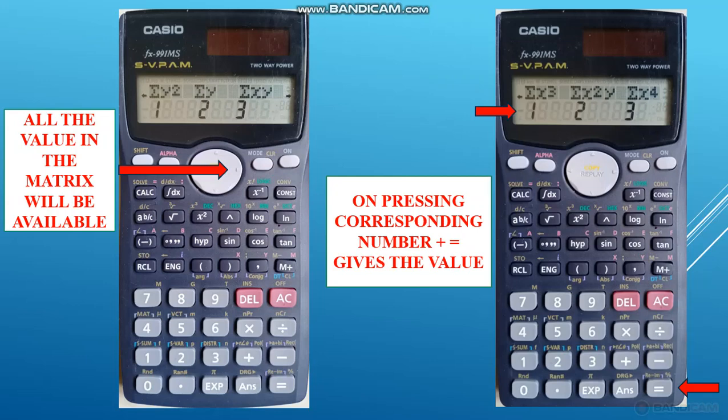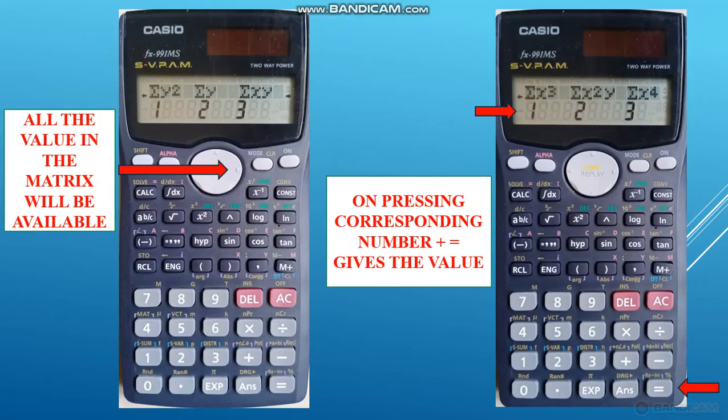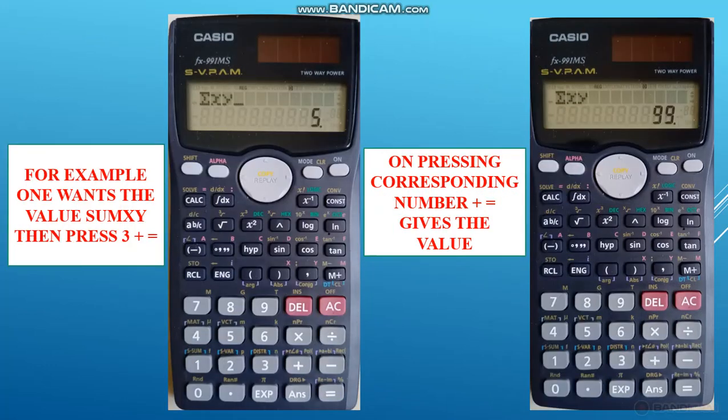So after feeding the data, you just want to press shift plus 1. If you press shift plus 1, you can see all the data like this. All the values in the matrix will be available. So if you want any value, you just press the corresponding number, plus equal to symbol.